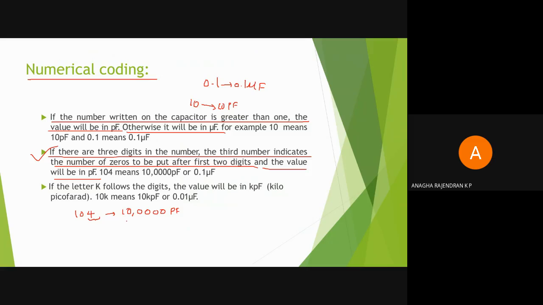So we have to convert this value into microfarad. Before that, we have to know the values of picofarad, microfarad, and so on. 10 raised to minus 12 is the picofarad. 10 raised to minus 6 is the microfarad. And 10 raised to minus 9 is the nanofarad.